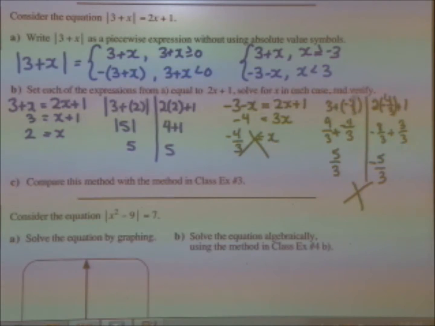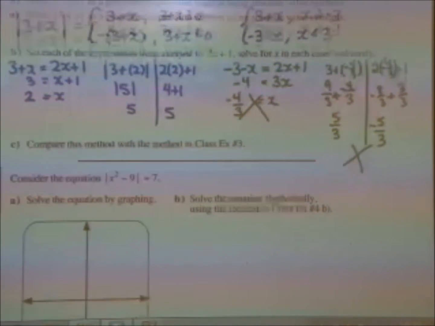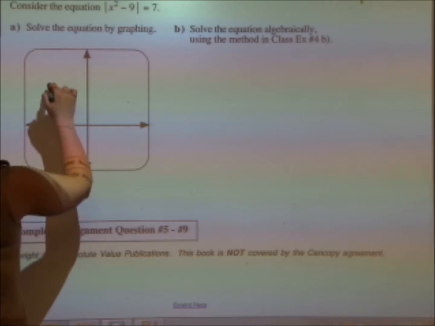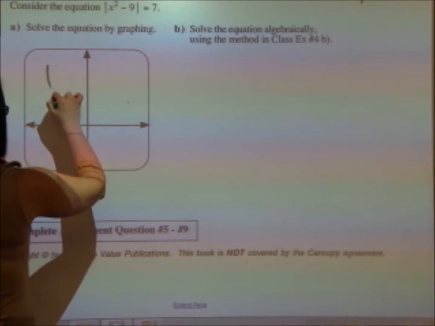So if we look at class example number 5, consider the equation the absolute value of x squared minus 9 equals 7. Solve the equation by graphing, and then we're going to solve the equation algebraically. So if we solve it by graphing, for me, I find the easiest way is to find the intersection. So y1 equals the absolute value of x squared minus 9 is going to give me this equation that looks like this.